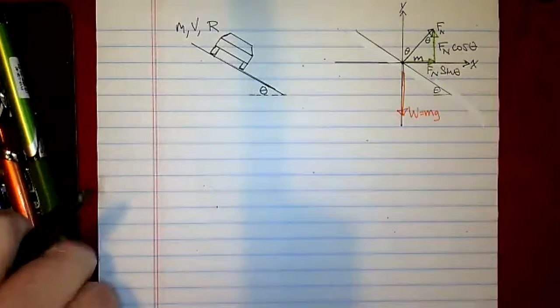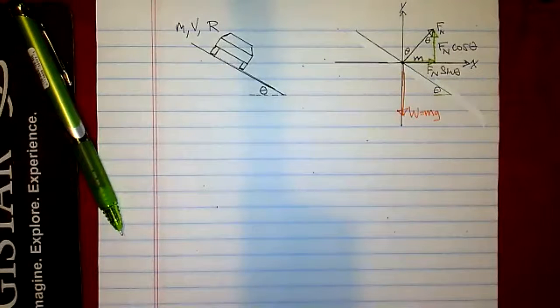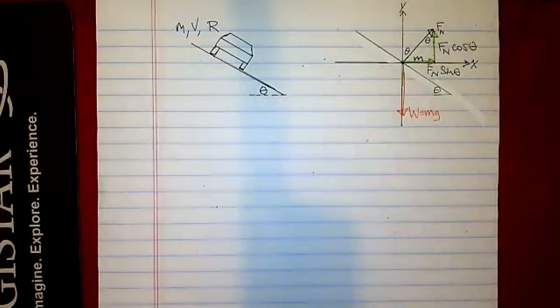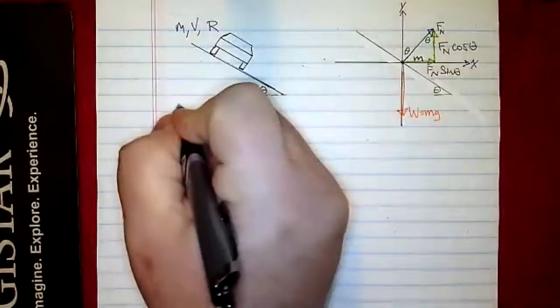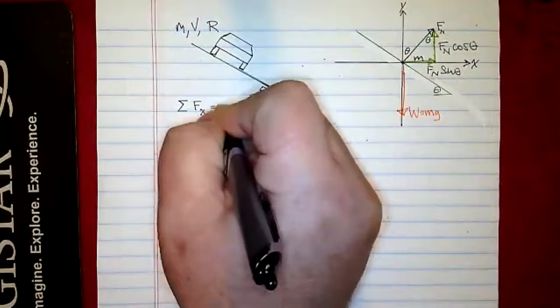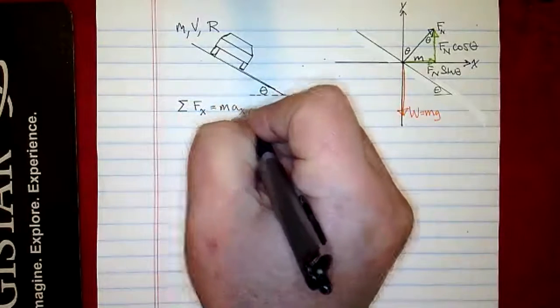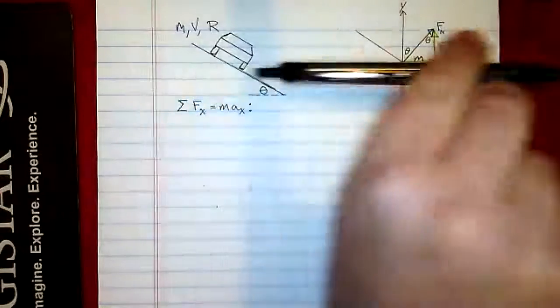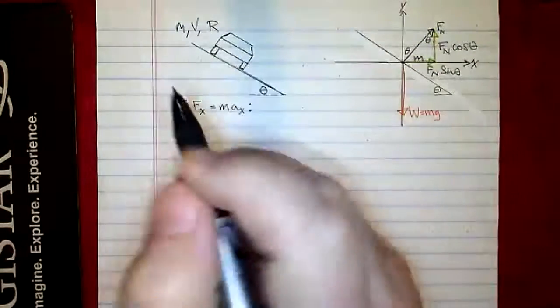Now all I got to do is apply Newton's second law for the X and Y components, and we can solve that and determine the actual angle theta. So the summation of the forces in the X direction is equal to mass times acceleration in the X direction. Well, the acceleration in the X direction has to be the centripetal acceleration for it to maintain a circle. So that's going to be mv squared over r.